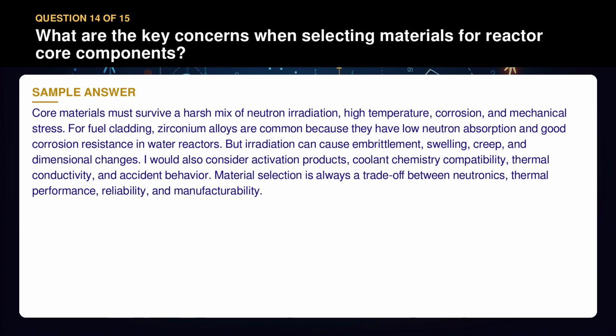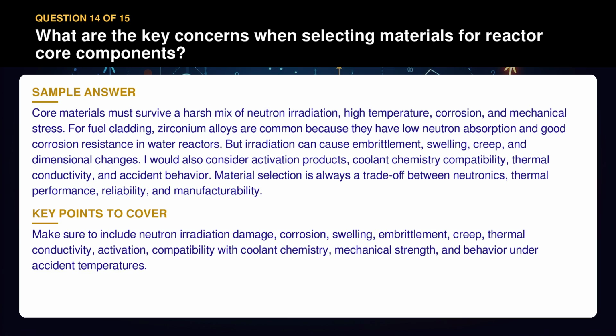I would also consider activation products, coolant chemistry compatibility, thermal conductivity, and accident behavior. Material selection is always a trade-off between neutronics, thermal performance, reliability, and manufacturability. Make sure to include neutron irradiation damage, corrosion, swelling, embrittlement, creep, thermal conductivity, activation, compatibility with coolant chemistry, mechanical strength, and behavior under accident temperatures.